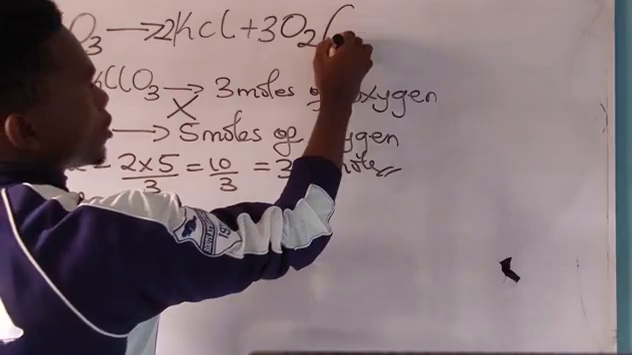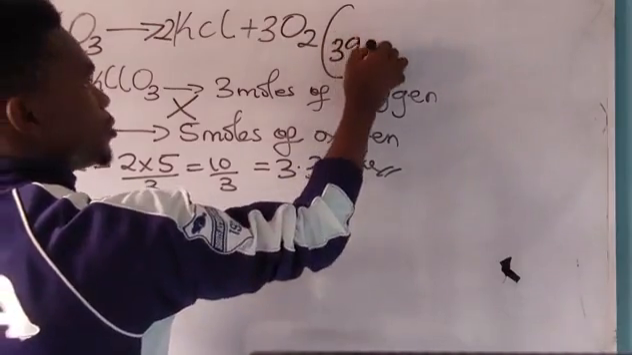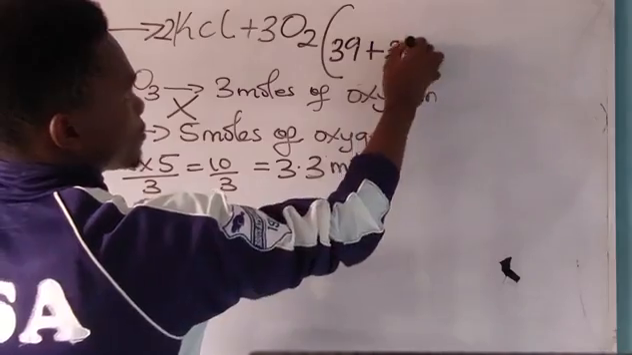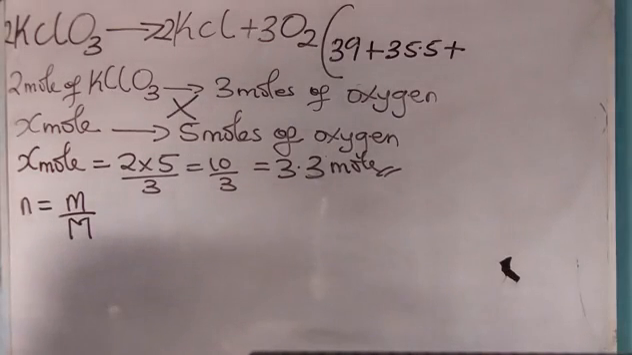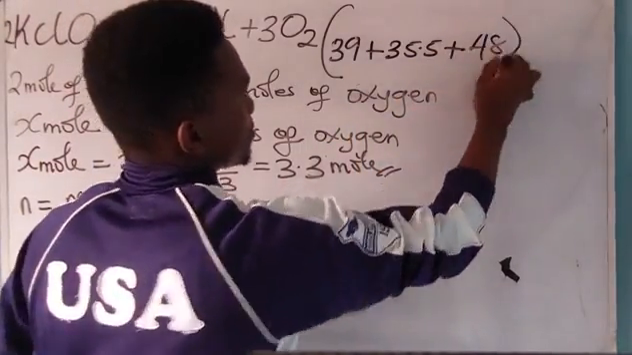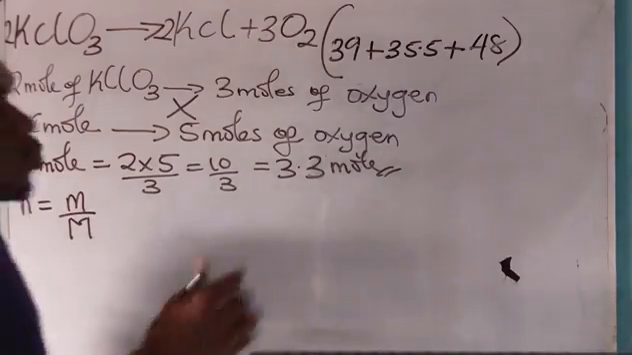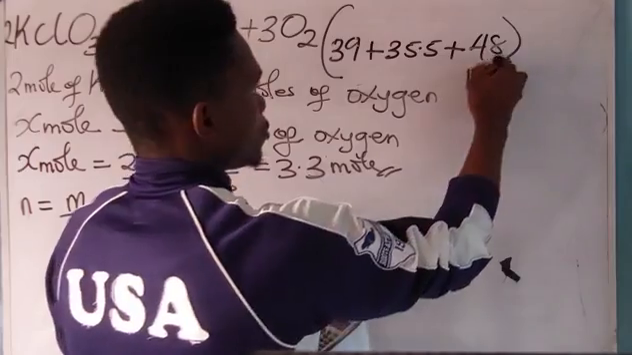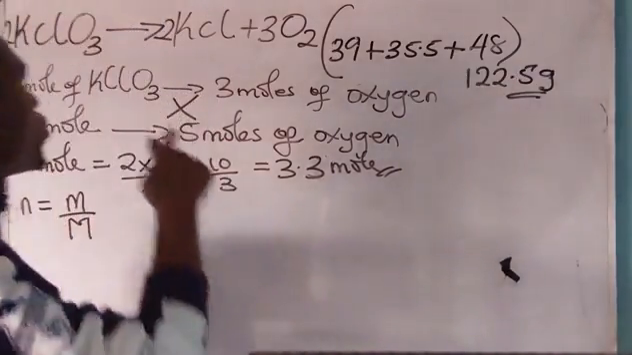Potassium is what? Potassium should be 39. 39 plus chlorine is 35.5. Then plus oxygen is what? 16. 16 times 3. That should be what? 48. So what do we get? You have 39 plus 35.5 plus 48. I'll have 122.5 gram. So this is the molar mass of what?